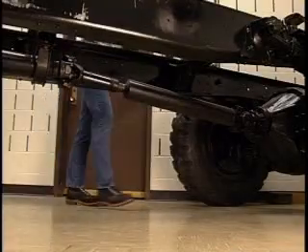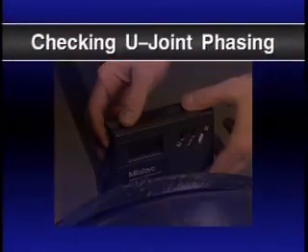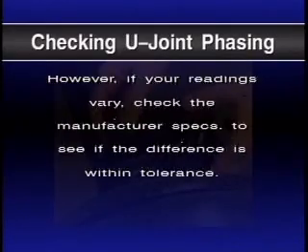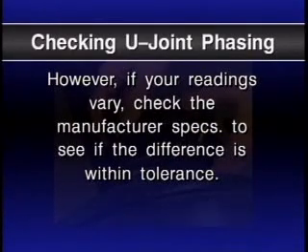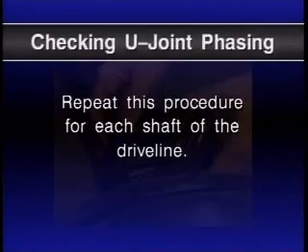Take the reading of the second angle and compare the two. Normal phasing tolerance range is 5 degrees. However, if your readings vary, check the manufacturer's specs to see if the difference is within tolerance. Repeat this procedure for each shaft of the driveline.